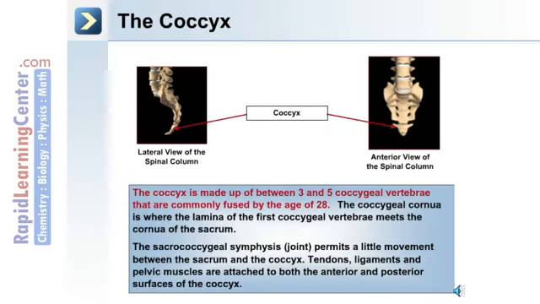The last segment of the spinal column is the coccyx. The coccyx is made up of between 3 and 5 coccygeal vertebrae that are commonly fused by the age of 28. The coccygeal cornua is where the lamina of the first coccygeal vertebrae meets the cornua of the sacrum. The sacral coccygeal symphysis, which is a joint, permits a little movement between the sacrum and the coccyx. Tendons, ligaments, and pelvic muscles are attached to both the anterior and posterior surfaces of the coccyx.